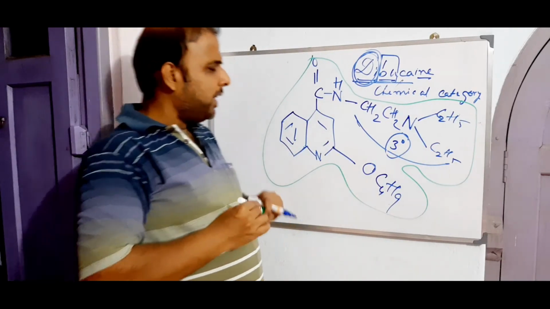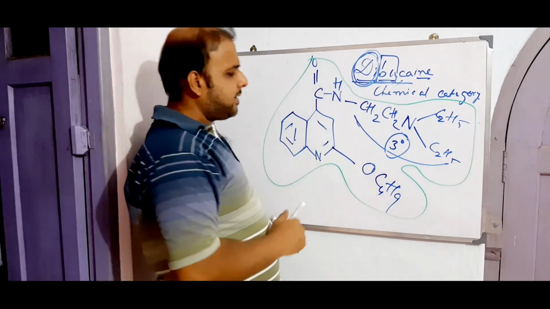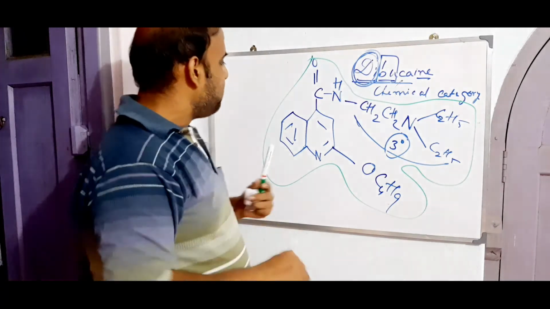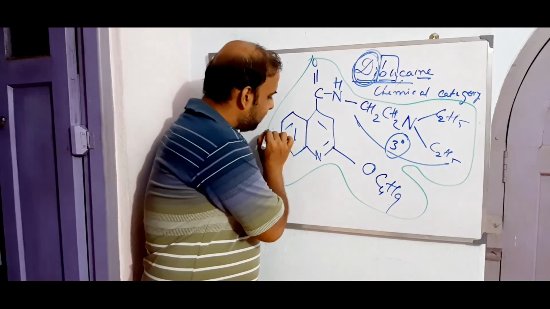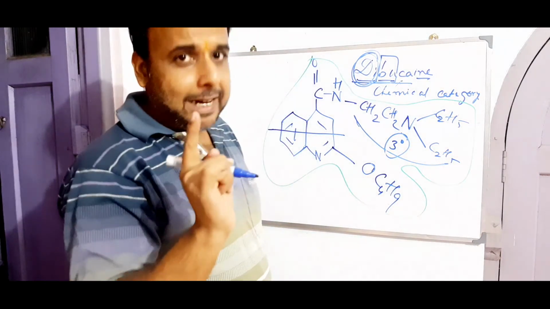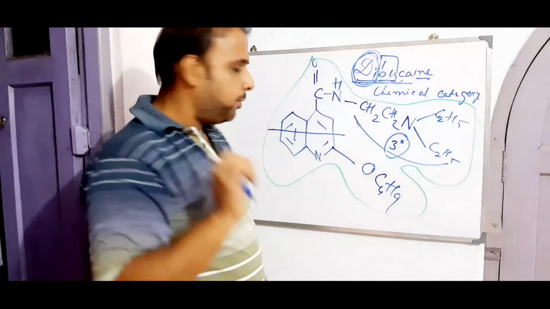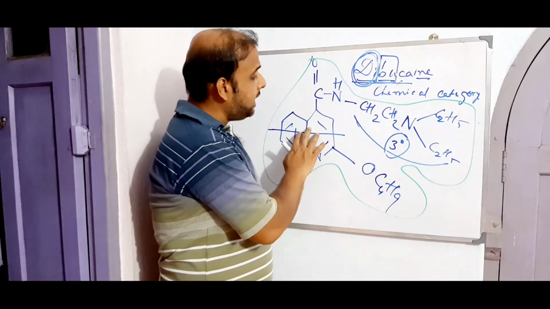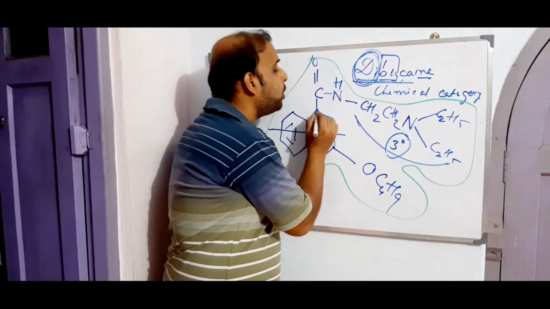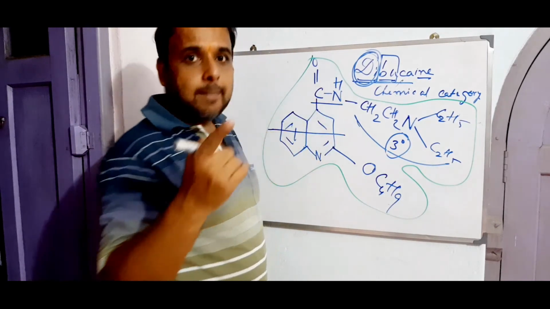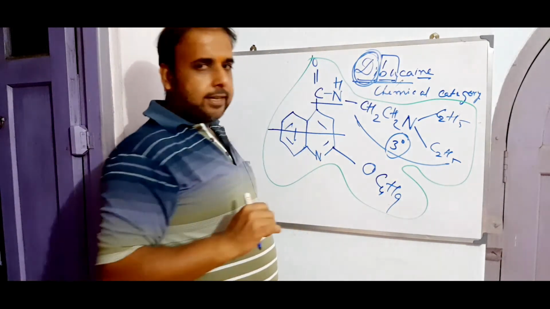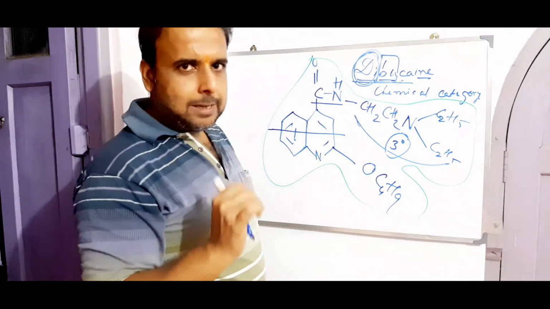Now let us move on to the IUPAC naming. What should be the IUPAC name? Quinoline is the template for this compound, and it possesses at its fourth position a carboxamide. So quinoline-4-carboxamide is found to be the parent here.